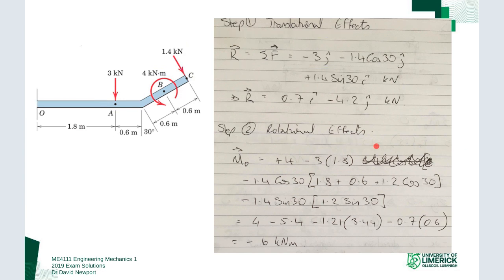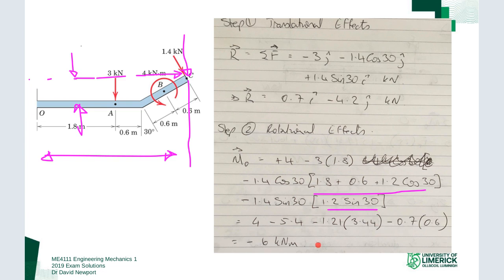Then I have the rotations due to this, so I've got two of those, one there and one there. So I look at each of those components, just based off this one and this one. If I take this distance here, I need that distance for this moment, and I need this distance here for the other component, okay? And that's what I've done here, is added those distances up.